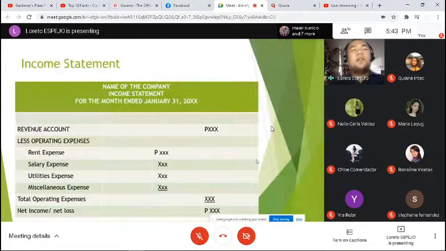So how do we do the income statement? First, you write the name of the company, and then the term income statement, and then the phrase for the month ended January 31.